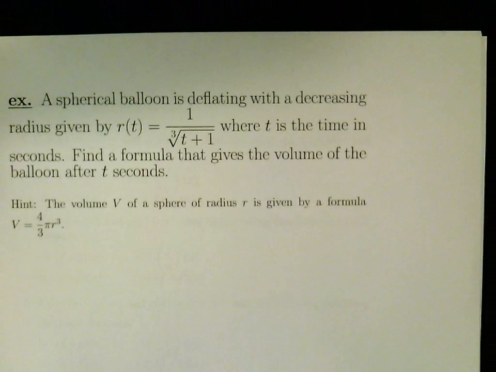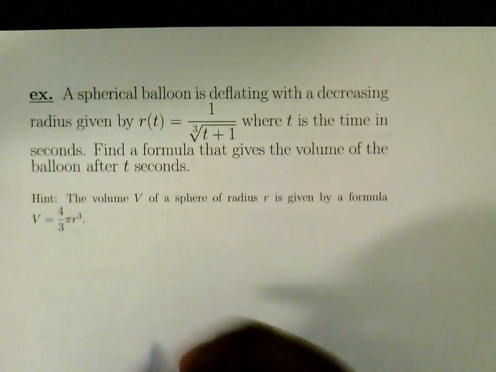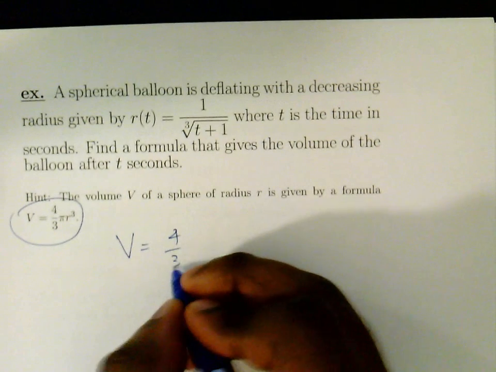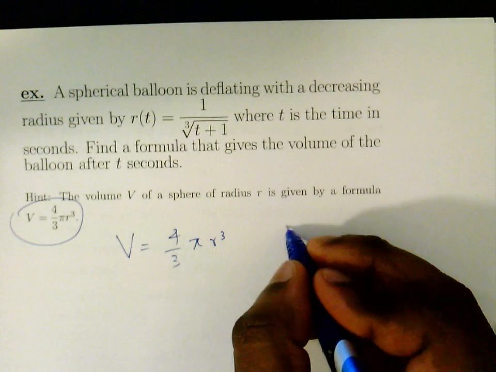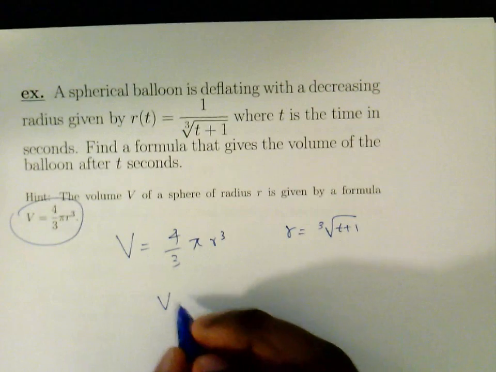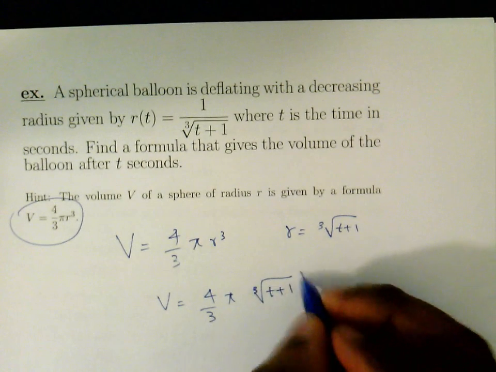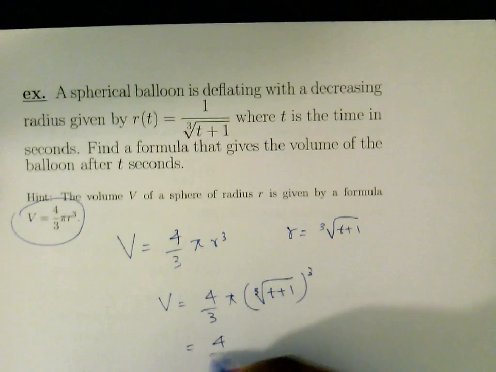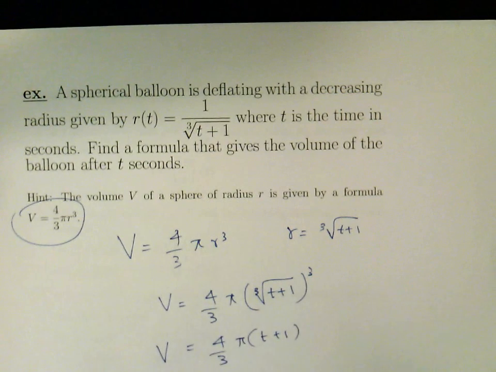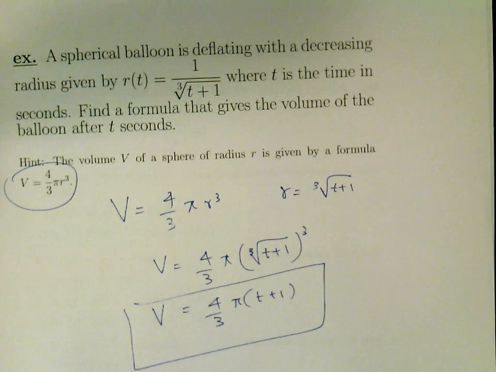Okay, very similar to the one we did right before that. So V equals, it's given here, 4/3 pi r cubed, and r equals the cube root of t plus 1. So V equals 4/3 pi times the cube root of t plus 1, cubed. So 4/3 pi times t plus 1. Find the formula that gives the volume of the balloon after t seconds, and that's that.